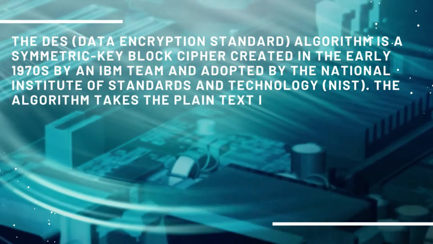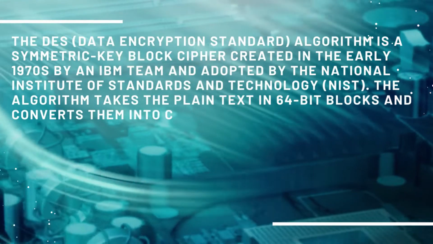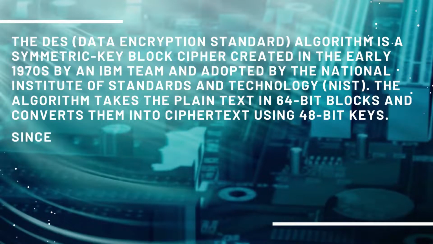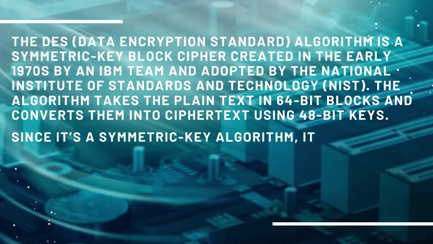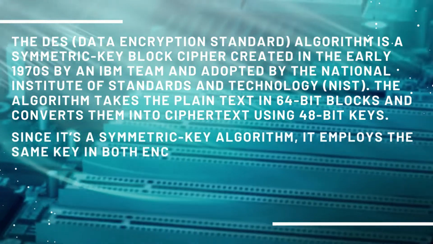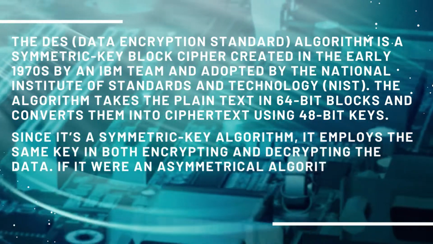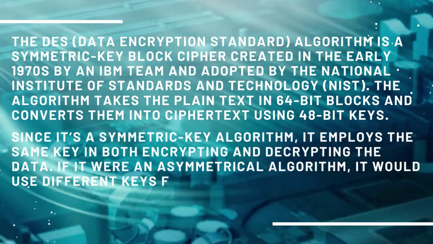The algorithm takes the plain text in 64-bit blocks and converts them into ciphertext using 48-bit keys. Since it's a symmetric key algorithm, it employs the same key in both encrypting and decrypting the data. If it were an asymmetrical algorithm, it would use different keys for encryption and decryption.